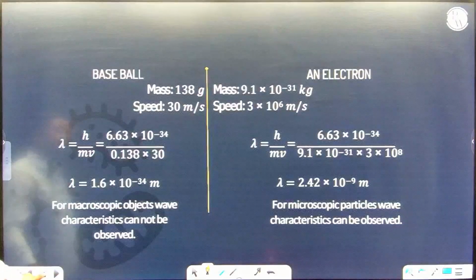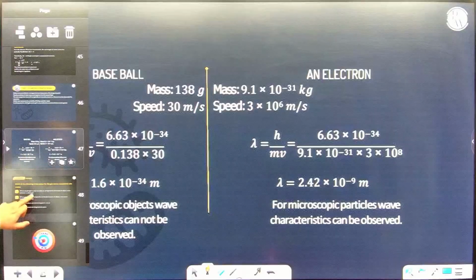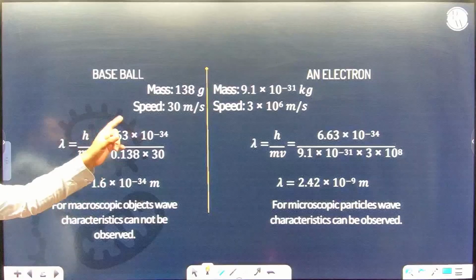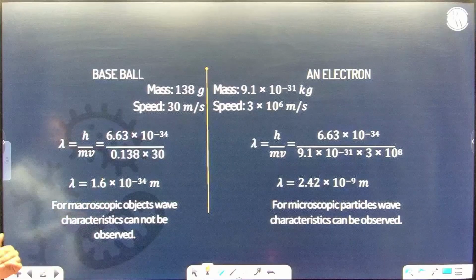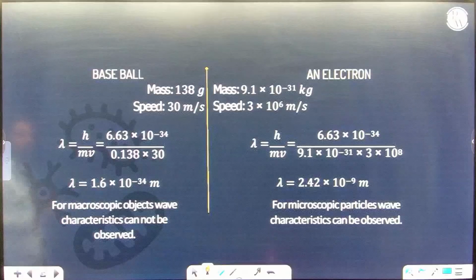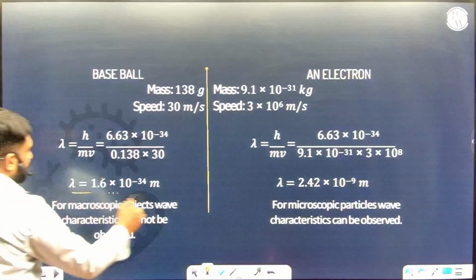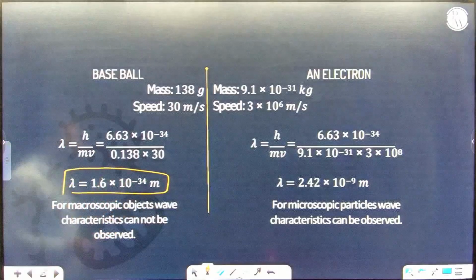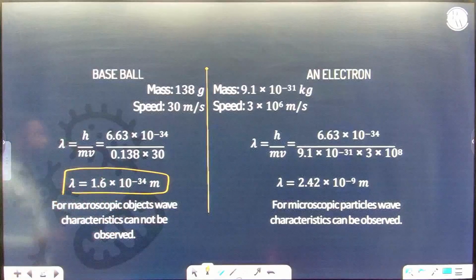Alright. Just an example of a baseball of mass 138 grams and an electron of mass 9 into 10 to the minus 31. Speed of baseball is this and the electron speed is that. So here the de Broglie wavelength is very small, 10 to the power minus 34, while there the de Broglie wavelength for the electron is 10 to the power minus 9.